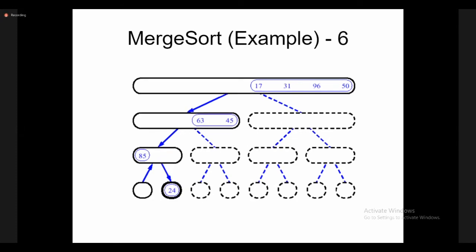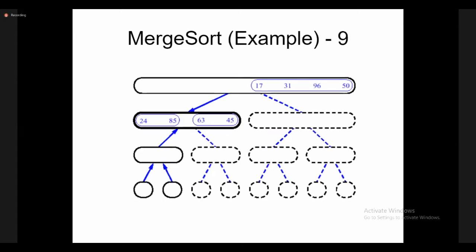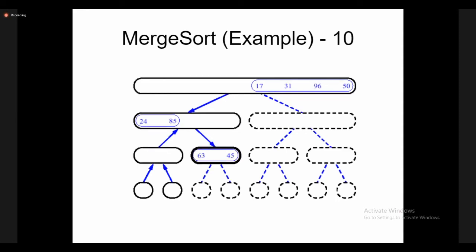Again 24. 24 is divided. So 24 itself sorted means 24. Now apply the 85 and 24 sorting. The places are exchanged, so 24 and 85. Before sorting it was 85 and 24, but here, applying the sorting, 24 and 85. Next, this goes to the upside. So 24 and 85. Next, come to the right side, 63 and 45.